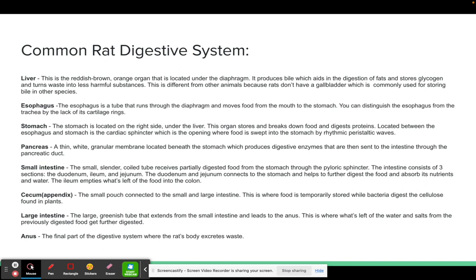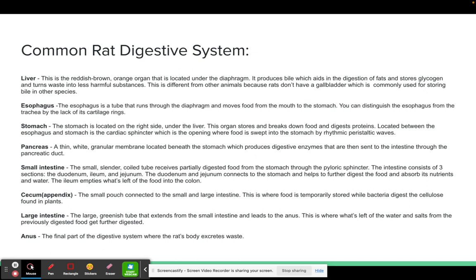are then sent to the intestine through the pancreatic duct. The small intestine is this small, slender coiled tube that receives partially digested food from the stomach through the pyloric sphincter. This intestine consists of three sections: the duodenum, ileum, and jejunum. The duodenum and jejunum connects to the stomach and helps to further digest the food and absorbs its nutrients and any water it has. The ileum empties what's left of the food into the colon.